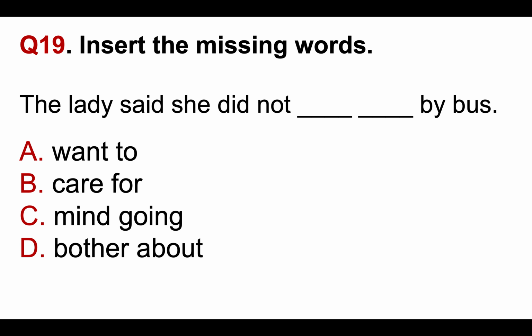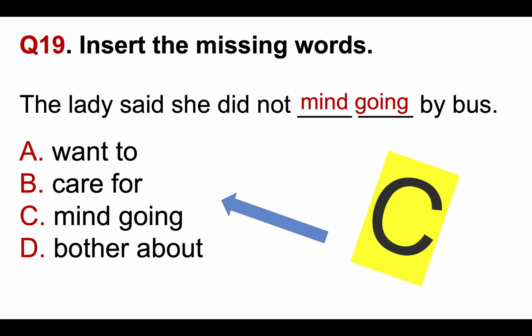So A would be the lady said she did not want to buy bus. That does not make sense. B is the lady said she did not care for by bus. That doesn't work either. C is the lady said she did not mind going by bus. That definitely works. So D is not correct because it says the lady said she did not bother about by bus. So the correct answer is C.